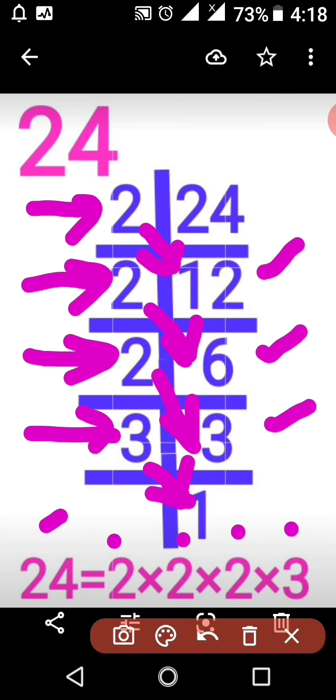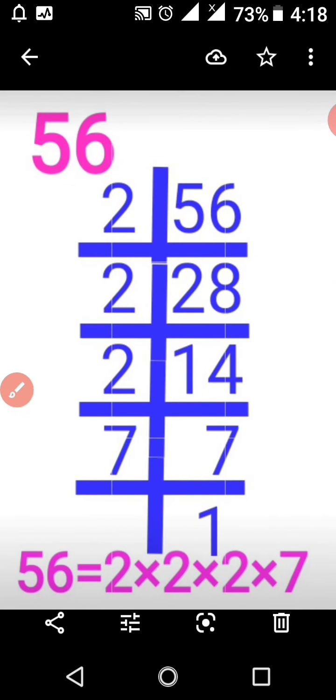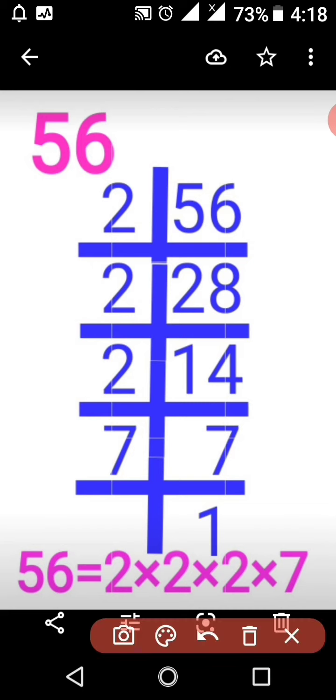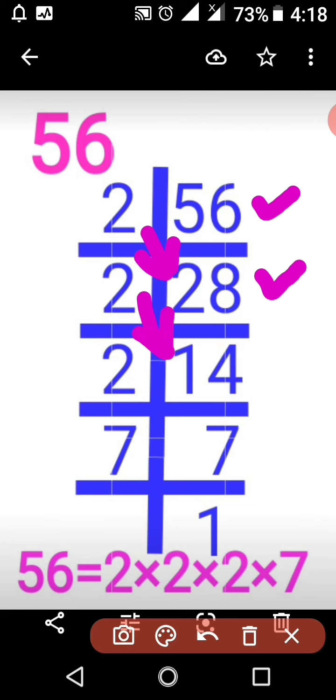Now we take the second number, 56. 56 is also divisible by the first prime number 2. 2 twenty-eights are 56, so 28 is the quotient here. Again we divide this 28 by 2. 2 fourteens are 28, so 14 is the quotient. Again it is divisible by 2. 2 sevens are 14. Now this 7 is not divisible by 2.